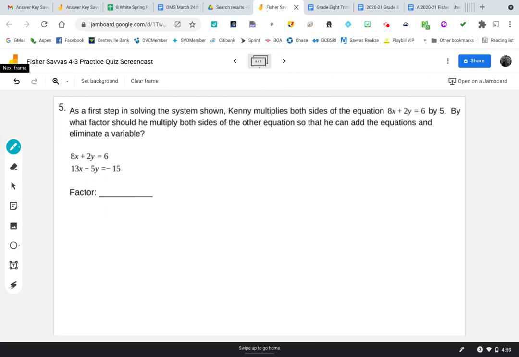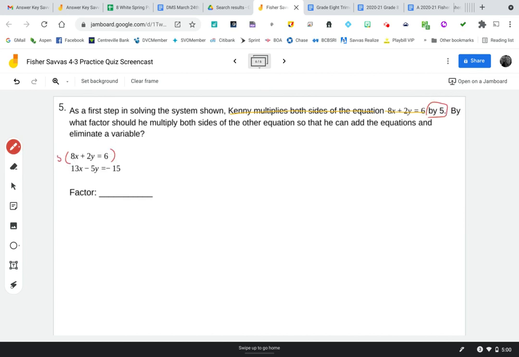So number 5 says, as a first step in solving the system shown, Kenny multiplies both sides of the equation 8x plus 2y equals 6 by 5. By what factor should he multiply both sides of the other equation so that he can add the equations and eliminate a variable? Well, let's look at the first part of this problem again. So Kenny multiplies both sides of the equation 8x plus 2y equals 6, the top equation, by 5.